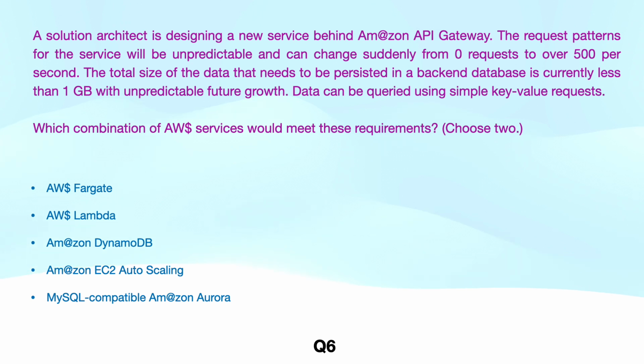The total size of the data that needs to be persisted in a backend database is currently less than 1 GB with unpredictable future growth. Data can be queried using simple key value requests. Which combination of AWS services would meet these requirements? We have to choose two options.